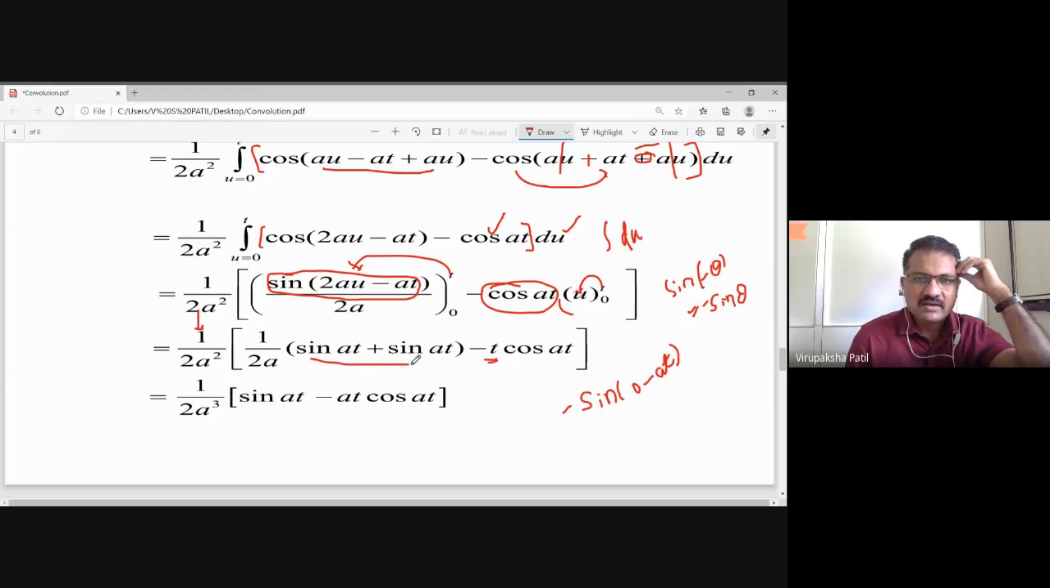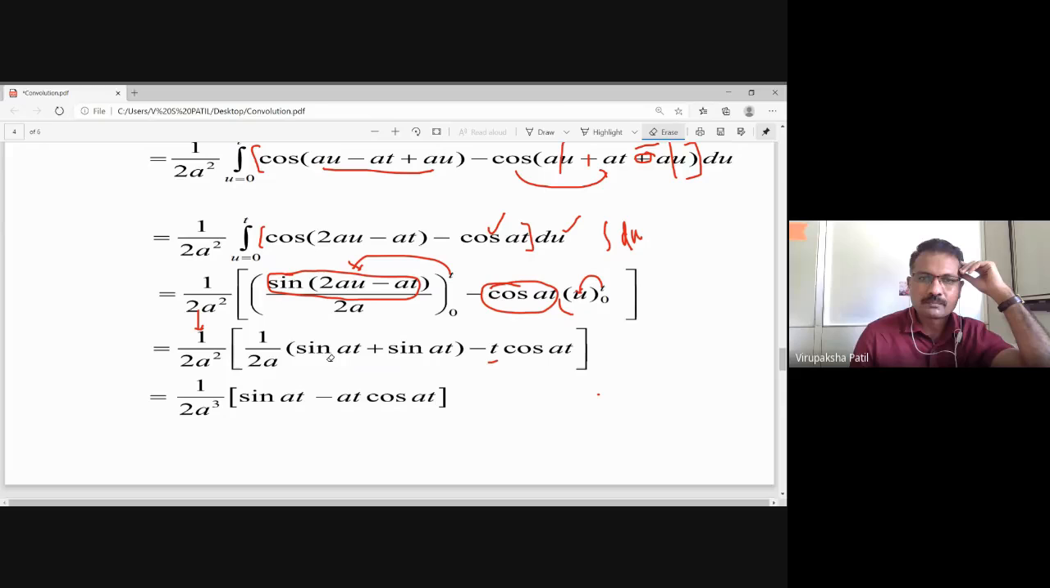Now sine at plus sine at is 2 times sine at. So I have written here 1 divided by 2a cubed into sine at minus at cos at. Why have I written this? I'll write one step extra here. Please observe, don't make it jumbled. If you have any confusions or difficulties, please ask questions. Now I'll explain this step.